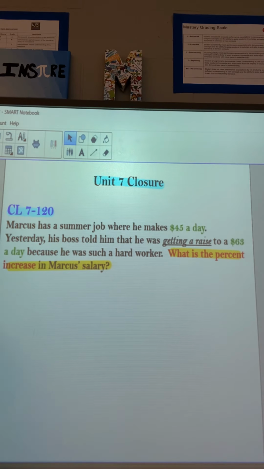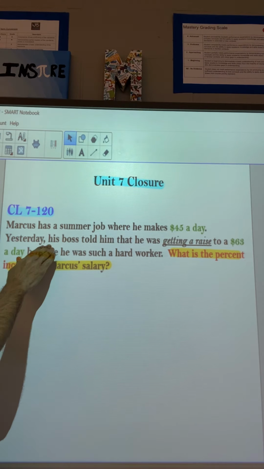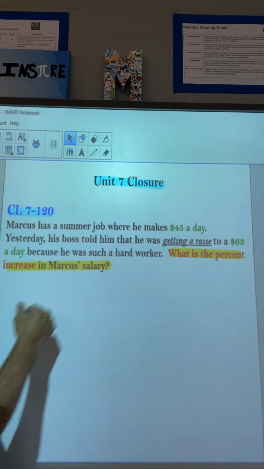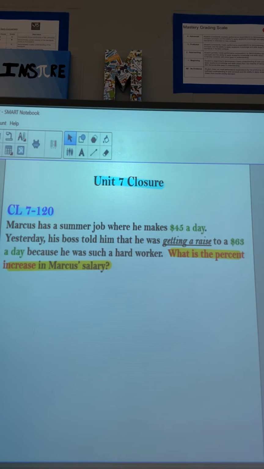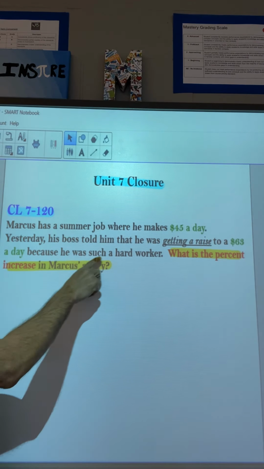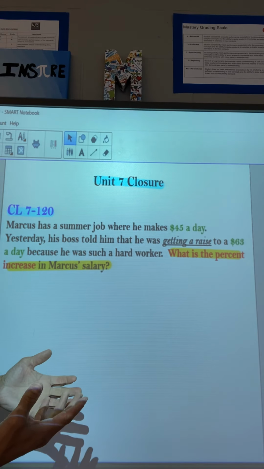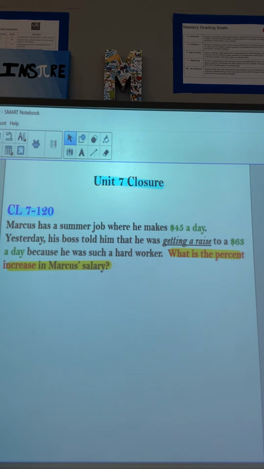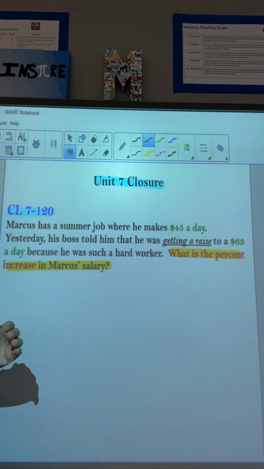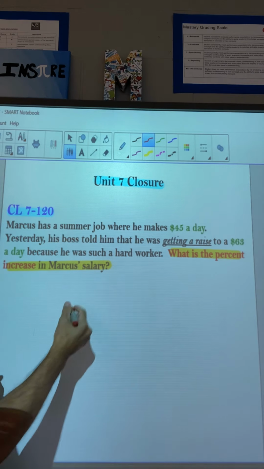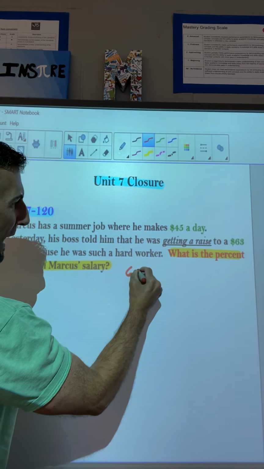We're on 120. So we have Marcus, who has a summer job. He makes $45 a day. Yesterday, his boss told him he's going to get a raise to $63. That's kind of nice. And he's going to do this because he's such a hard worker. We want to know what's the percent of increase in Marcus's salary. So if you remember when we did this a little farther back, we said, find out how much the increase is. So job 1, subtract.